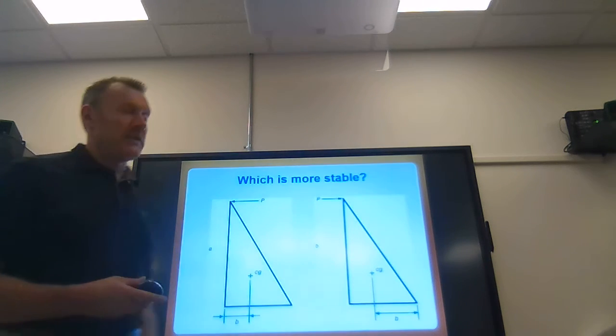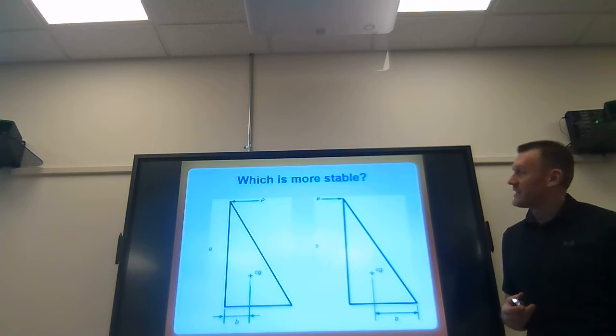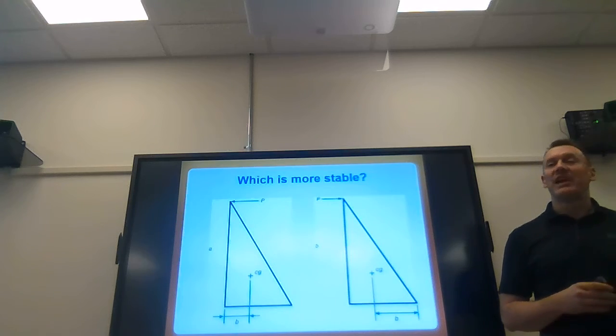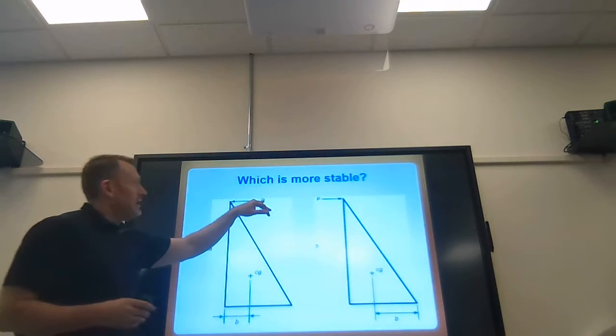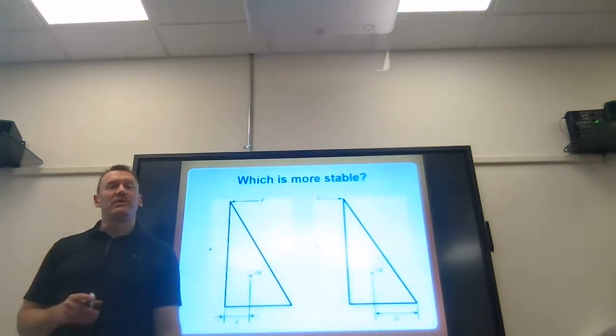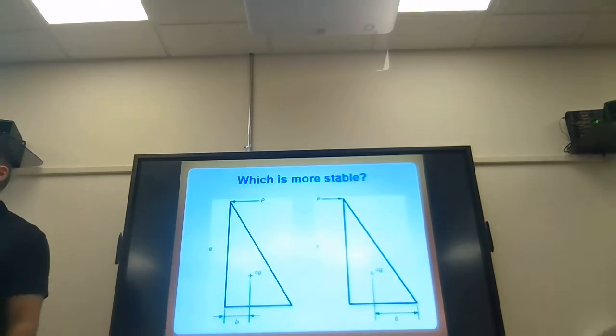Okay, so let's go back here. Which is more stable, this one or this one, and why? So two different shapes where a force, P, is a toppling force. We're trying to knock over this object. Which one is more stable and why?